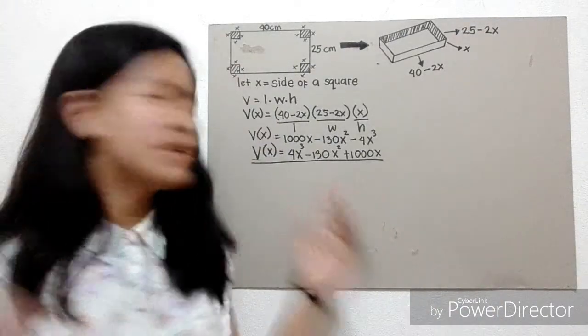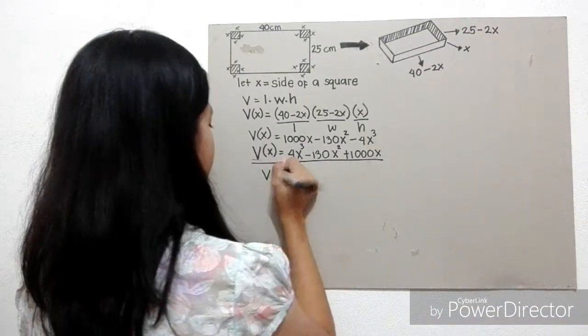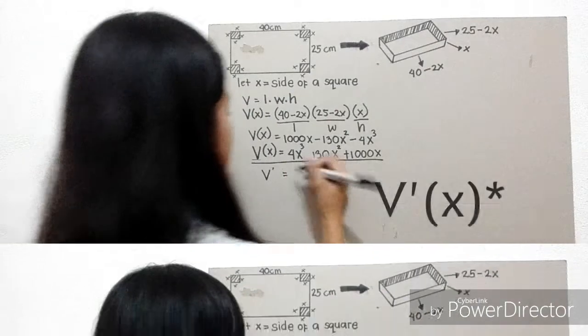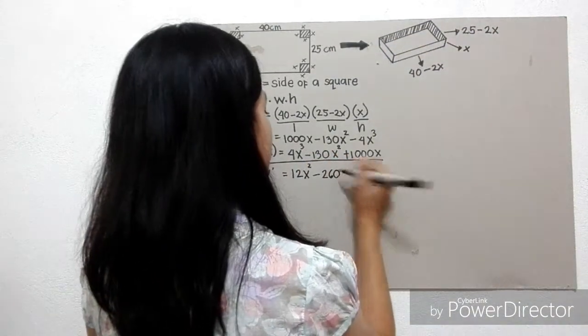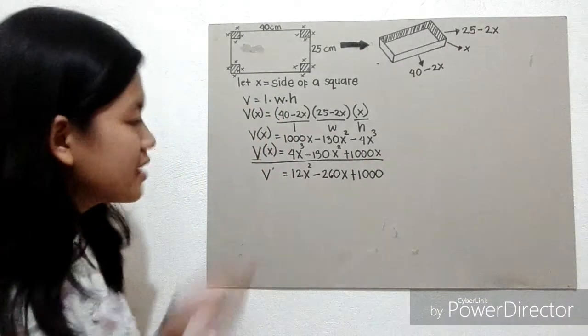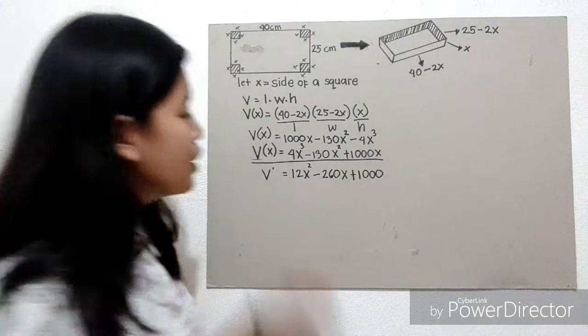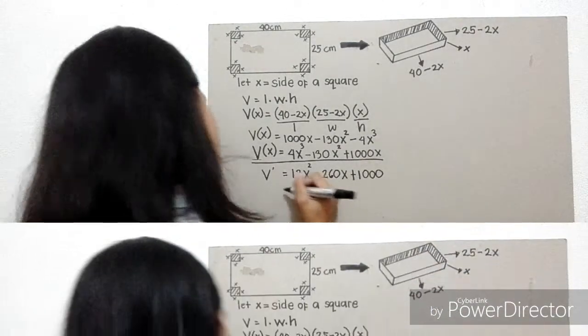Now let's take the derivative of this function. So V prime is equal to, so next, now that you already have your derivative, you're going to equate this to 0.